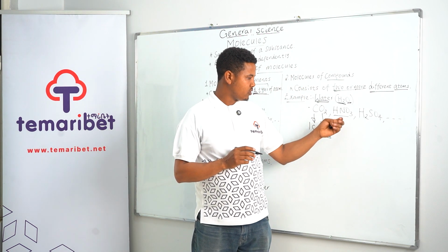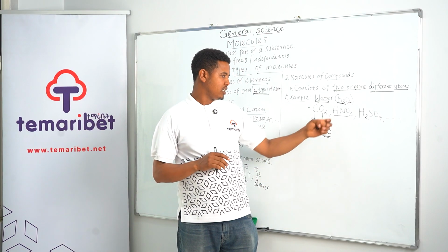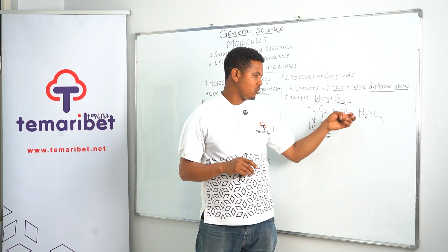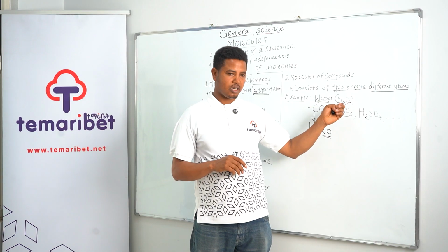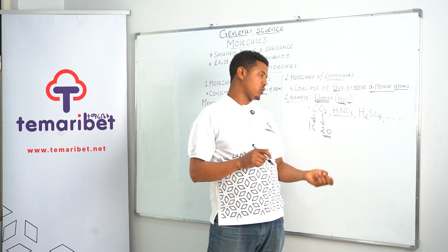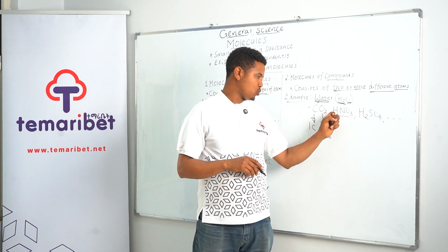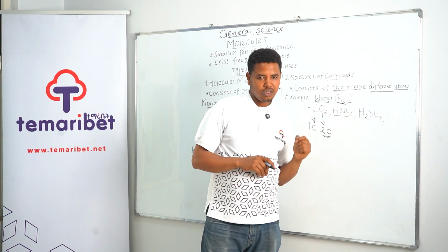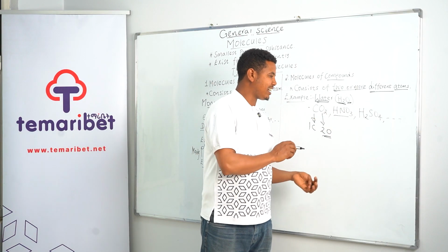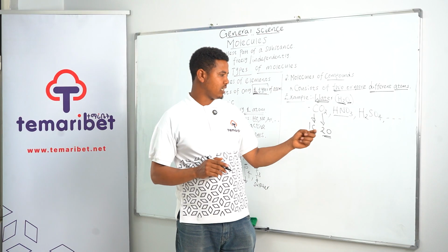Here HNO₃. It's made out of 3 different atoms: the hydrogen, nitrogen and oxygen. H stands for hydrogen, N stands for nitrogen and O stands for oxygen. Here there is 1 hydrogen, 1 nitrogen and 3 oxygen. So this, we call it nitric acid, the formula of nitric acid.